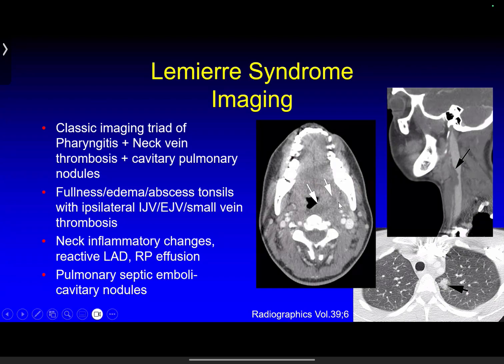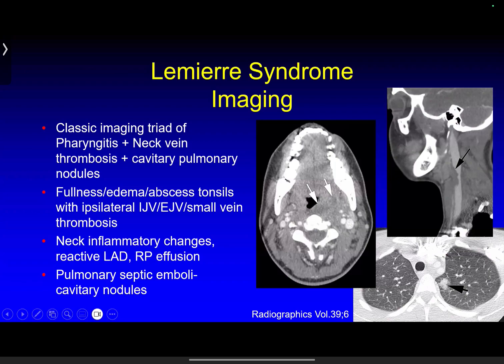and enlargement of the left palatine tonsil, edema extending into the adjacent neck spaces. So this patient has acute pharyngotonsillitis. There is a filling defect within the internal jugular vein consistent with thrombophlebitis. And here there is a nodule in the left lung, which is the pulmonary embolus.